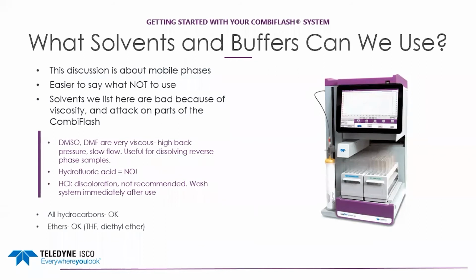DMSO and DMF do not harm the system and, in fact, are useful to dissolve samples for reverse phase, but don't use them for mobile phase. They are too viscous to be run as a mobile phase, and there are other solvents that work much better to run through the column continuously.